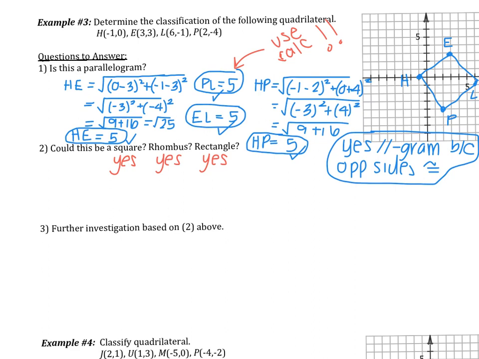Well, right off the bat, I actually can prove it's a rhombus. I know it's a rhombus because one of the criteria is 4 congruent sides. Well, all of these sides are equal. So, yes, a rhombus, because 4 congruent sides. Well, look at that, already a rhombus.